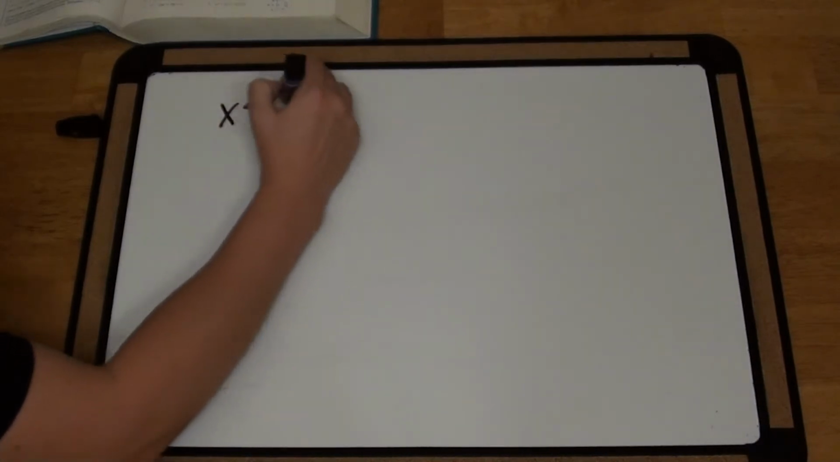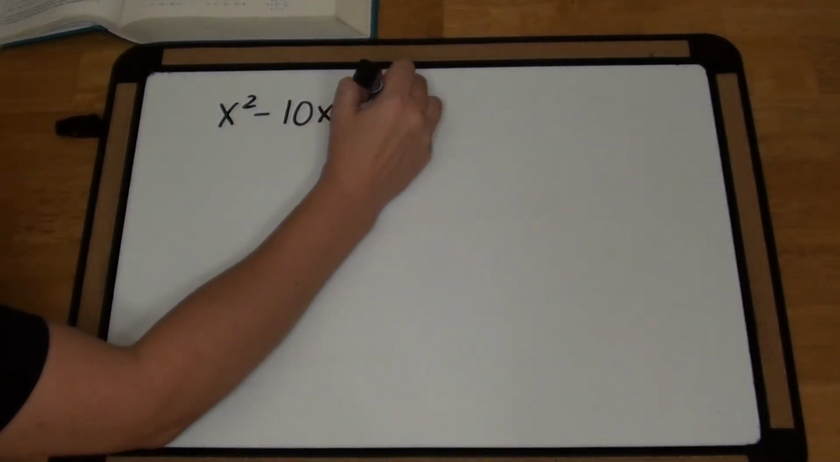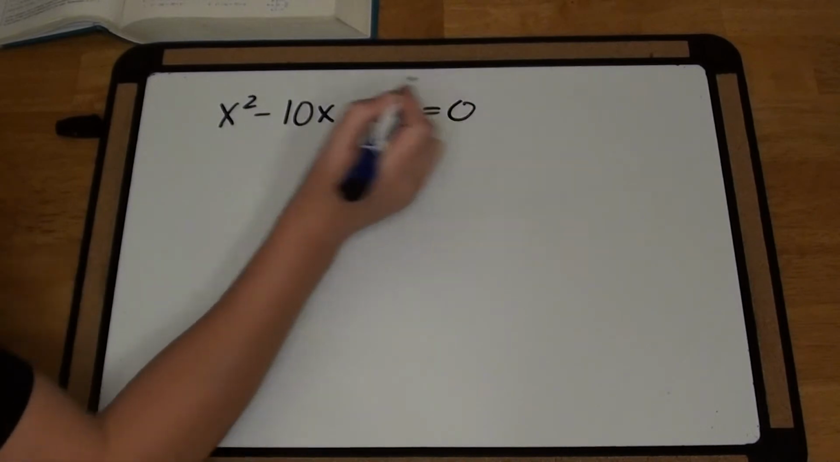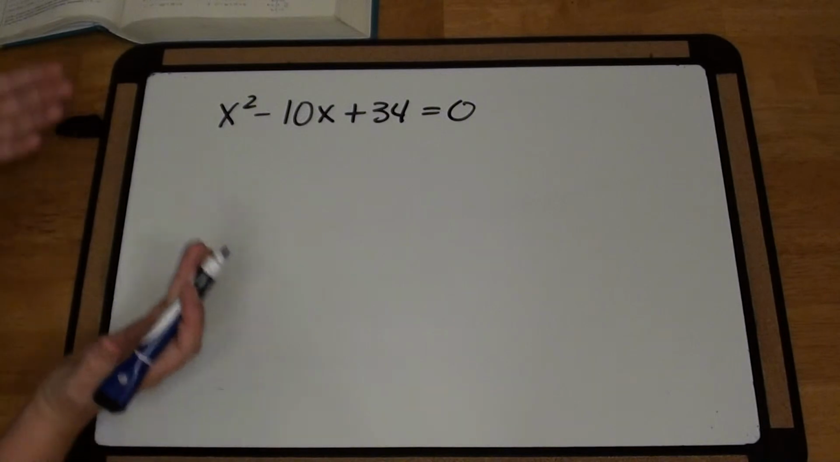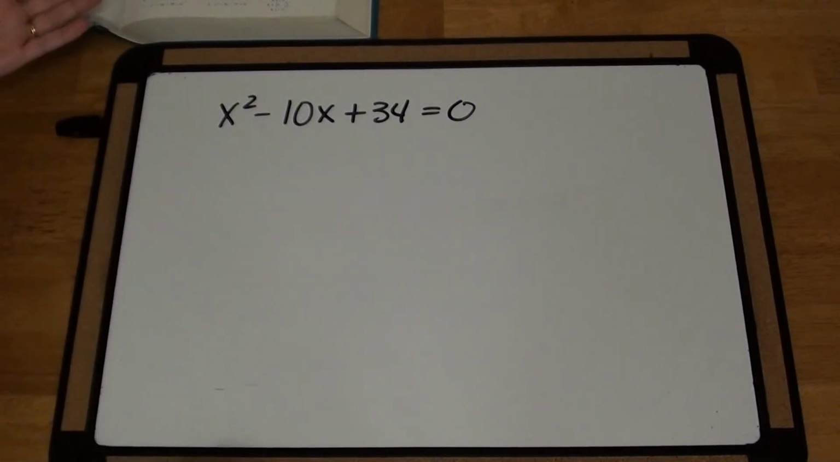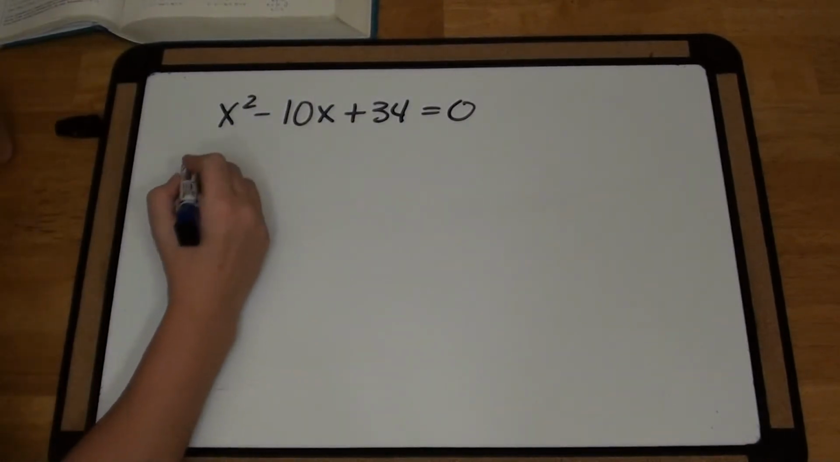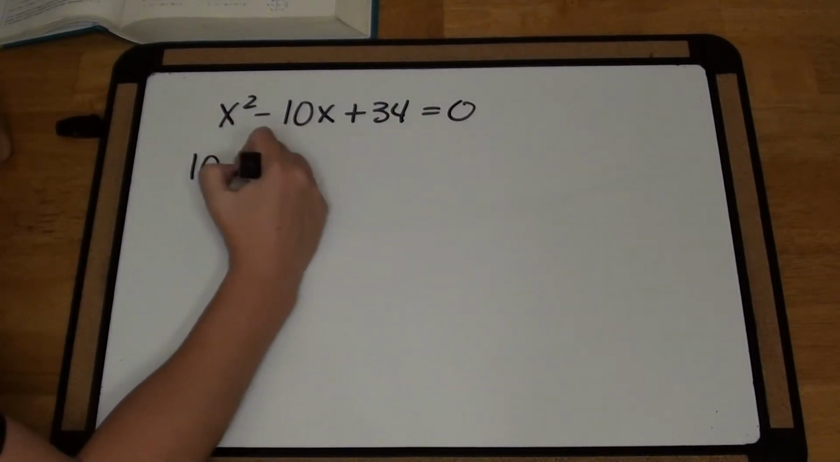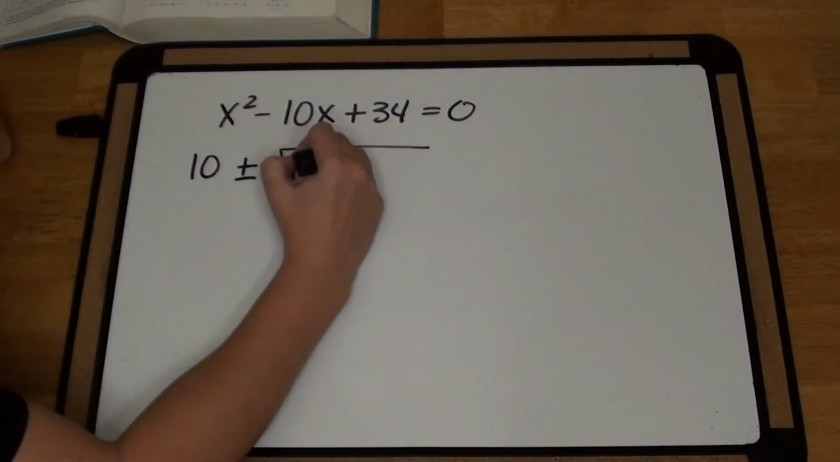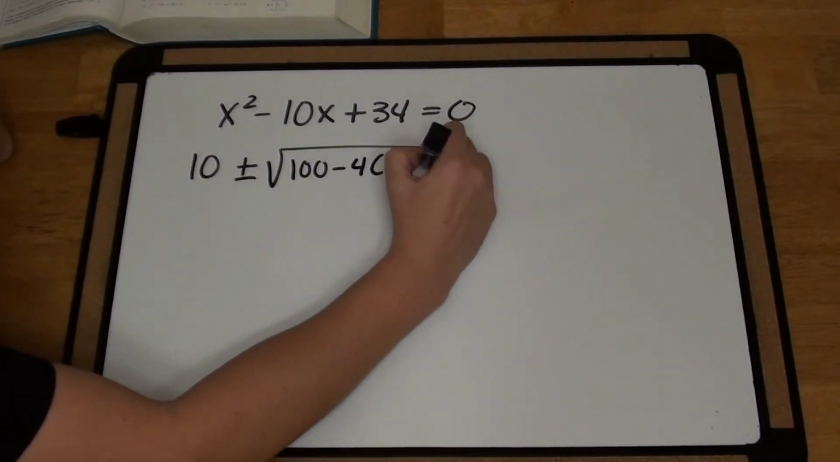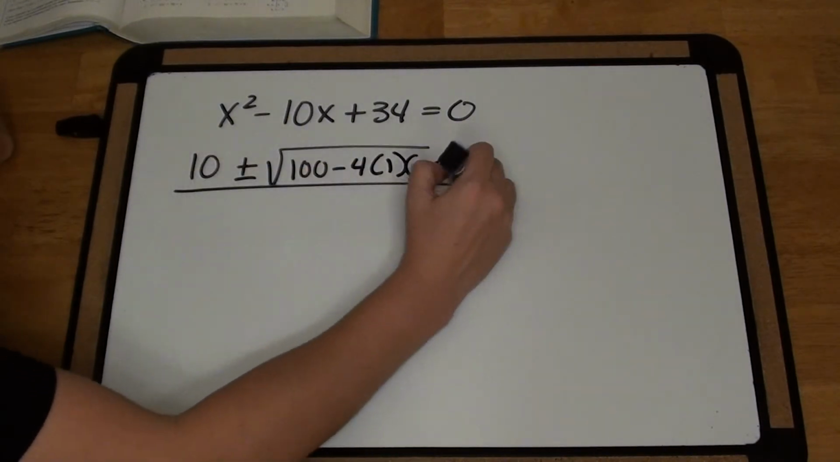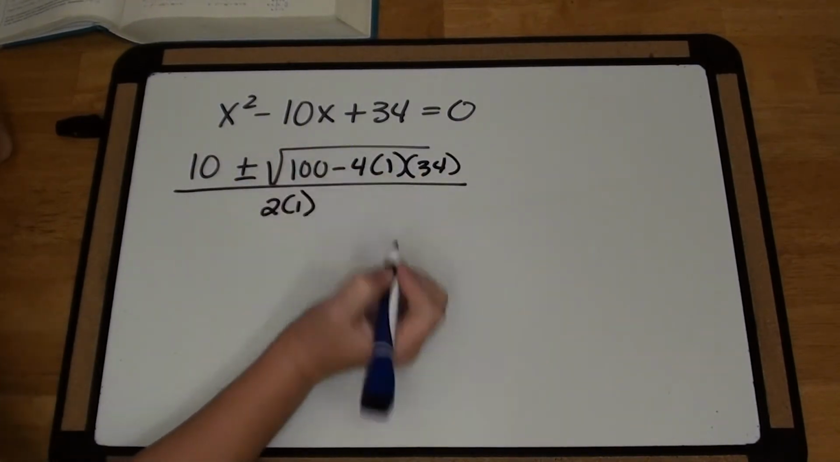All right, so let's just go through one example. Example number 1, we have x squared minus 10x plus 34 equals 0. What we want to do is, they say, solve it and check one of the solutions. So to solve it, I can't factor that. I'm going to have to use the quadratic equation. So I need the opposite of b, which is a positive 10, plus or minus the square root of b squared, which is 100, minus 4 times a, which is 1, times c, which is 34, all over 2a, which is 2 times 1. Easy.